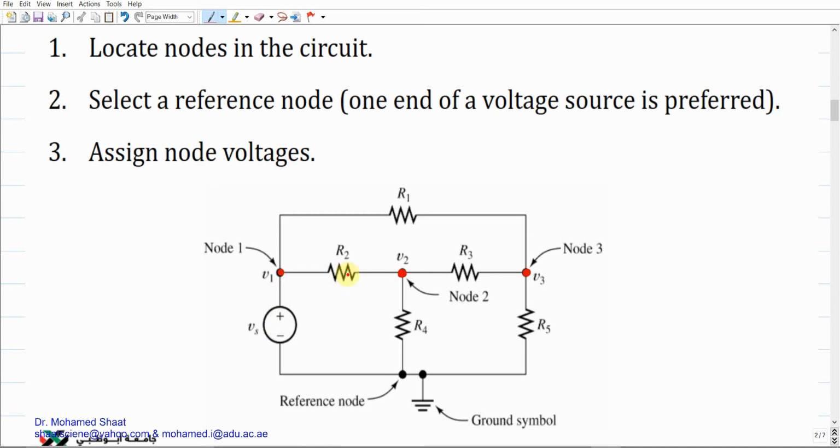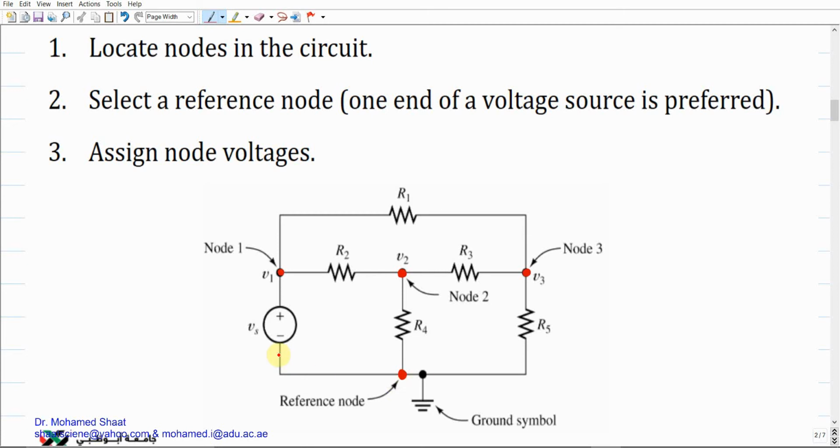We do have element 1, which is this resistor. We do have element 2, which is the voltage source. And we do have element 3, which is the R1. Node 2 is also an intersection of 3 elements. We do have this resistance R2, R3, and R4. Node 3 is also an intersection of 3 elements, which are R3, R5, and R1. Make sense?